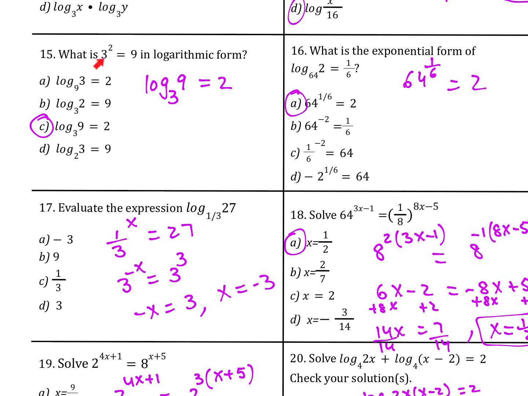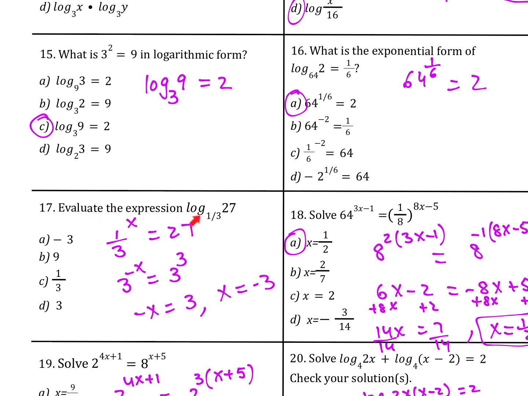Next question is change exponent to log. So the base stays the same. So the base, which is 3, stays the base for the log. The exponent is the answer for the logarithm. So this becomes, to the equal sign, log base 3 of 9 equals 2. Change log to exponent. The base stays the same. This is a power. So it becomes a power equals 2.